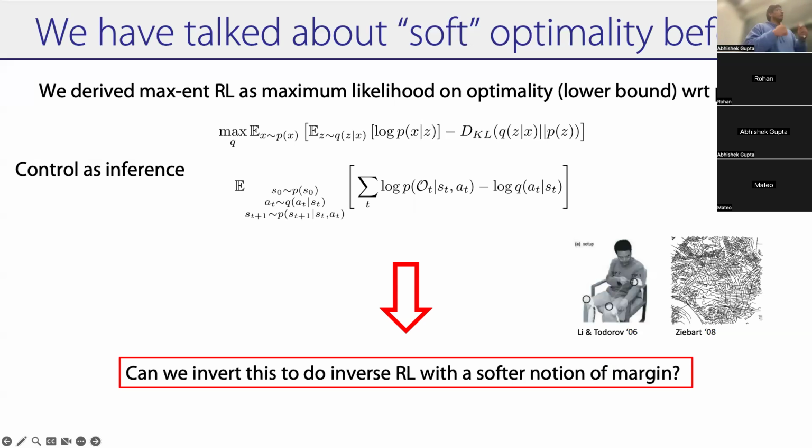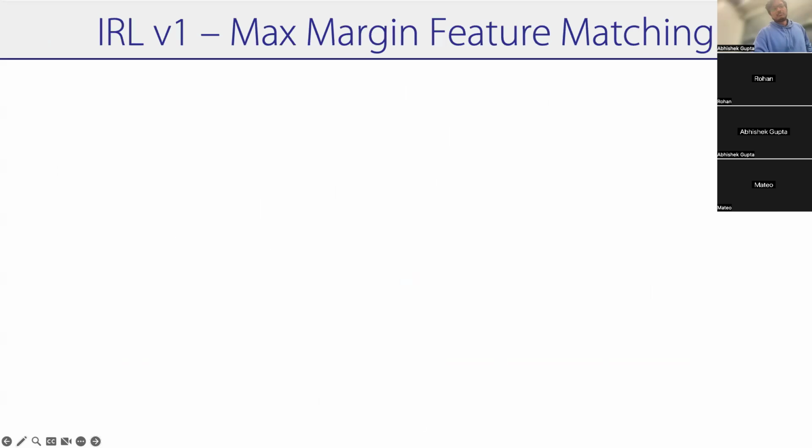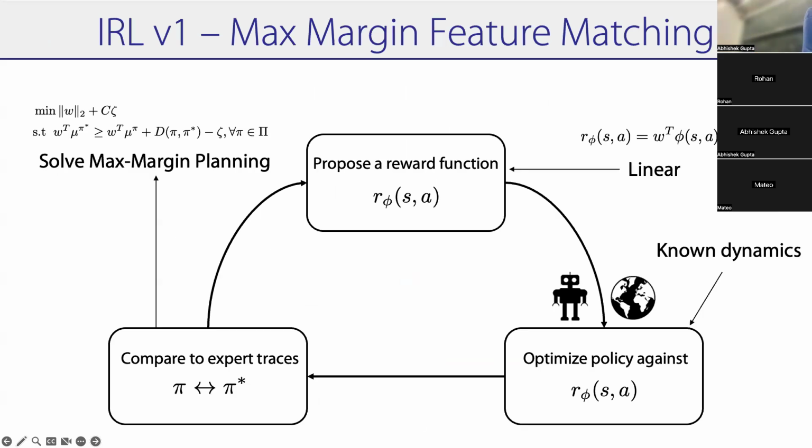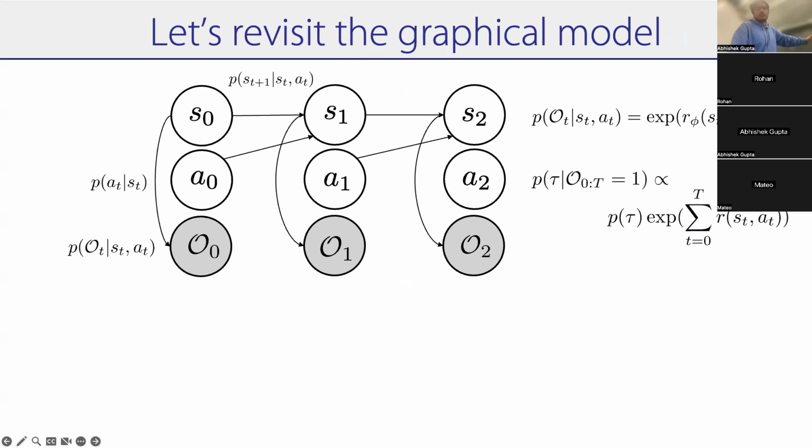So the intuitive idea of maximum entropy IRL is that it's just trying to impose, like we said in our recipe, that we need to compare to expert traces. In max margin, we had a hard notion of comparison. We said the expert is better than everything else. In max ent IRL, we're going to have a soft notion of comparison. That's it. Okay, so let's try and derive it from first principles, right?